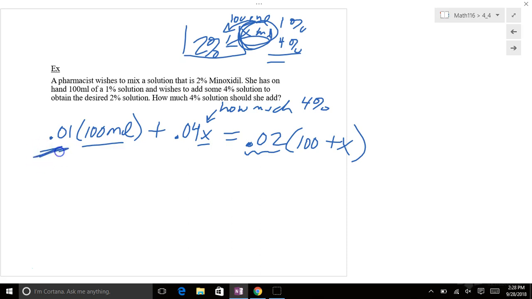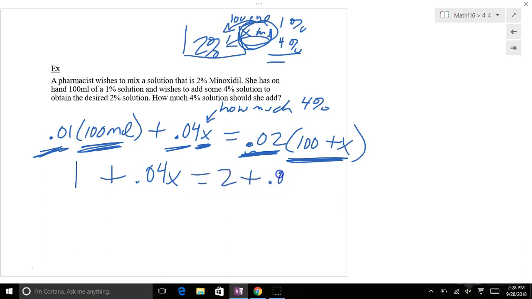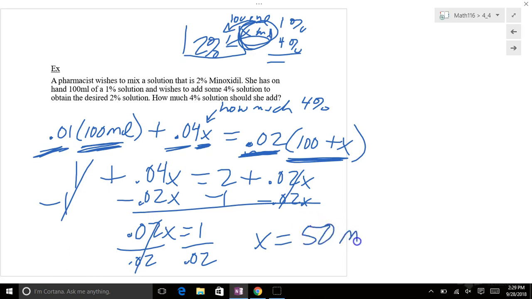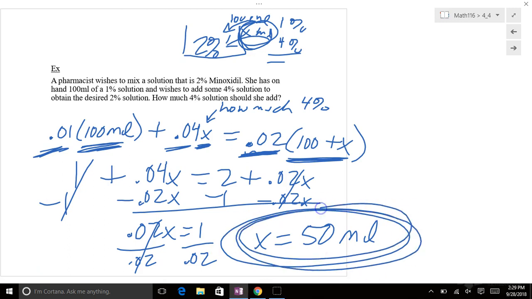All right, so she throws in 100 milliliters of the 1%. She's trying to figure out how many milliliters of the 4% she's going to add in so that she can end up with 2% solution of the total milliliters, right? 100 milliliters plus X milliliters. So then we just go ahead and we solve that. So we've got the 0.01 times 100, of course, we got the 1 plus 0.04x. We got the 0.02 times 100, so we got 2 plus the 0.02x. Get all your x's on one side, all your variables on another. So we got 0.02x equals 1, and then we divide by that 0.02. So x equals 50 milliliters is how much of the 4% solution. That's how much of the 4% we got to add in.